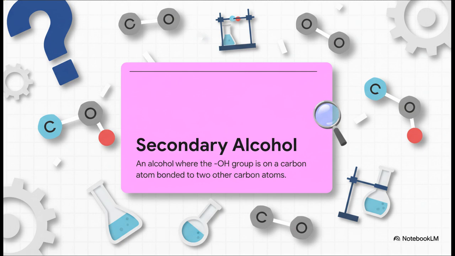Now, the problem gives us this massive clue right at the beginning. We're working with a secondary alcohol. So what does that mean? It just means the OH group, the alcohol part, is stuck onto a carbon that's connected to two other carbons. You're going to want to file that detail away. It's going to be absolutely crucial a little later on.